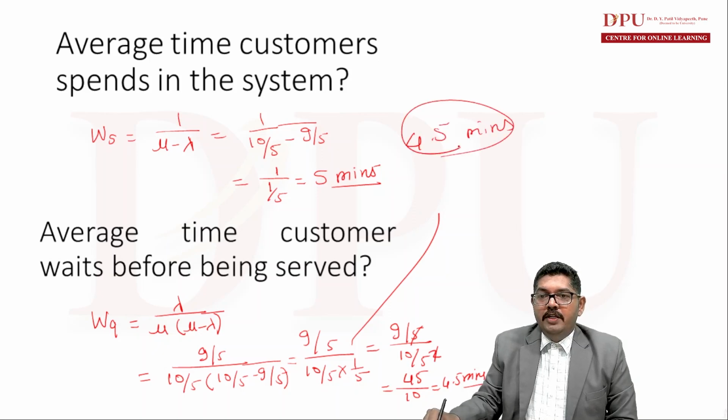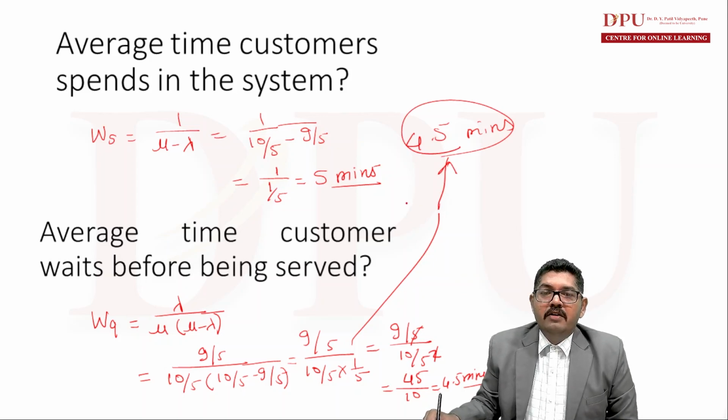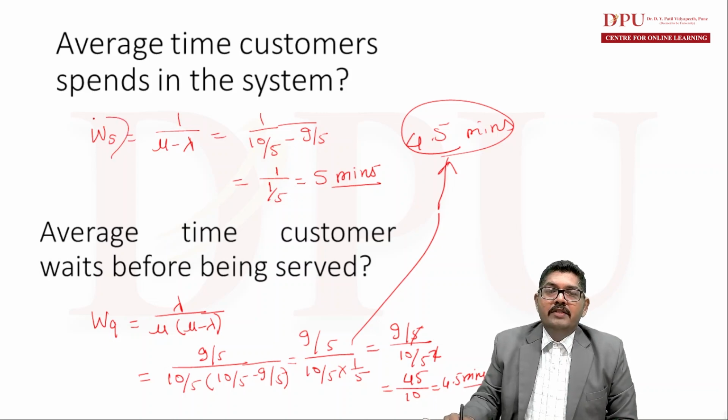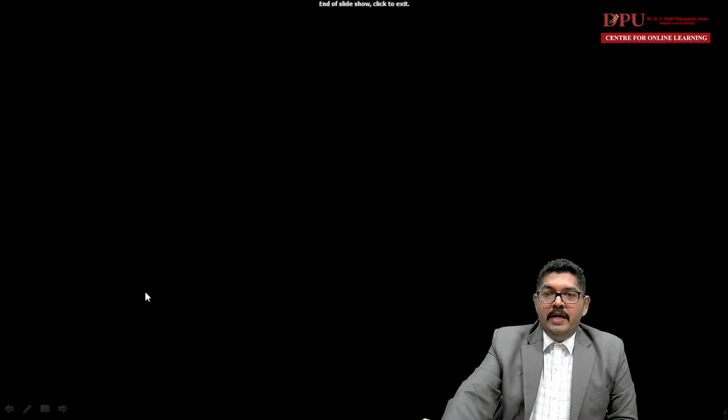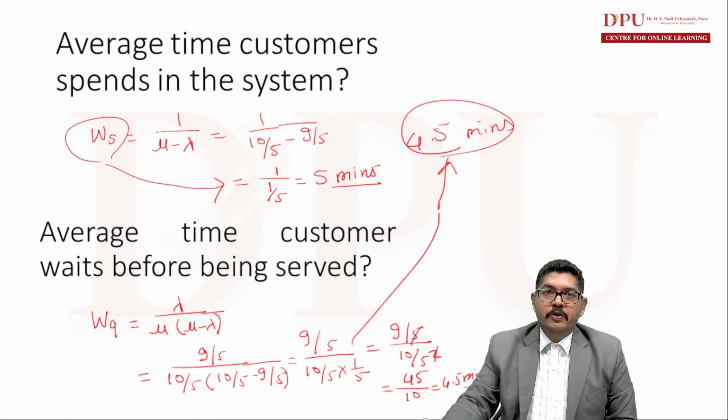So 4.5 minutes is the average time customers spend in the queue before they get service, and WS is the average time a customer spends in the system. So this includes the time spent by the customer in the queue as well as while receiving the service, and WQ means the time spent by the customer in the queue only, and therefore WQ is always less than WS. So that's all about this particular queuing theory, and I hope you have understood what queuing theory is and its application in business situations.